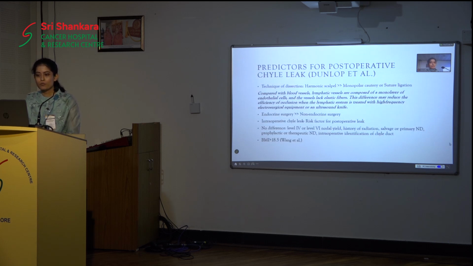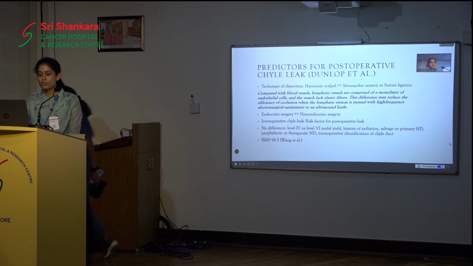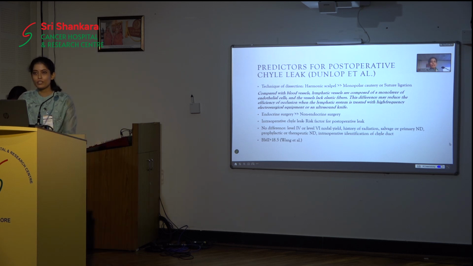Coming to the predictors of postoperative chyle leak, it basically occurs after dissection in the supraclavicular triangle, that is, clearance of the level 4 or the level 6 lymph nodes. However, on reviewing the literature, there is no clear-cut correlation between the lymph nodal yield at level 4 or level 6 and the incidence of chyle leak. However, it has been noted that the incidence is higher following endocrine surgery than non-endocrine surgery in the neck.